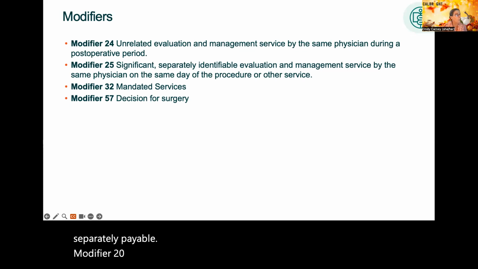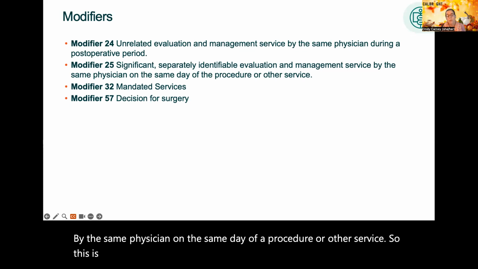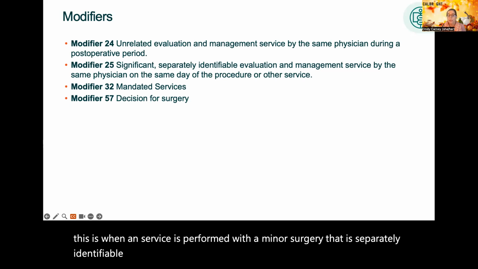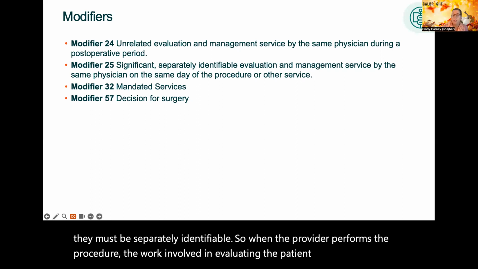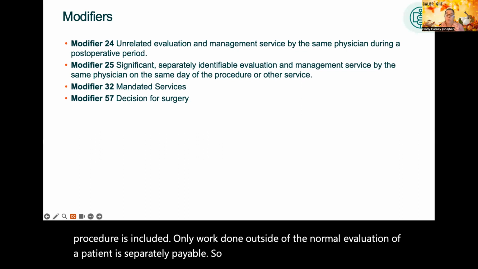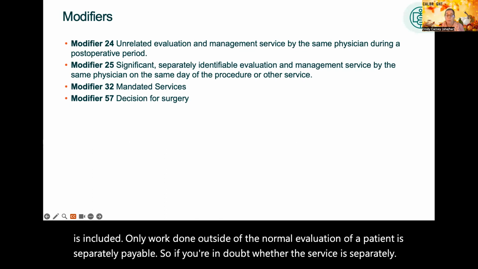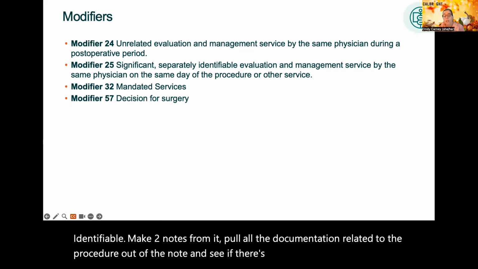Modifier 25, significant, separately identifiable E&M service by the same physician on the same day of a procedure or other service. So this is when an E&M service is performed with a minor surgery that is separately identifiable. The 2 services can have the same diagnosis, but they must be separately identifiable. So when the provider performs the procedure, the work involved in evaluating the patient pre-procedure is included. Only work done outside of the normal evaluation of a patient is separately payable. So if you're in doubt whether the service is separately identifiable, make 2 notes from it. Pull all of the documentation related to the procedure out of the note and see if there's enough left over for the E&M service.